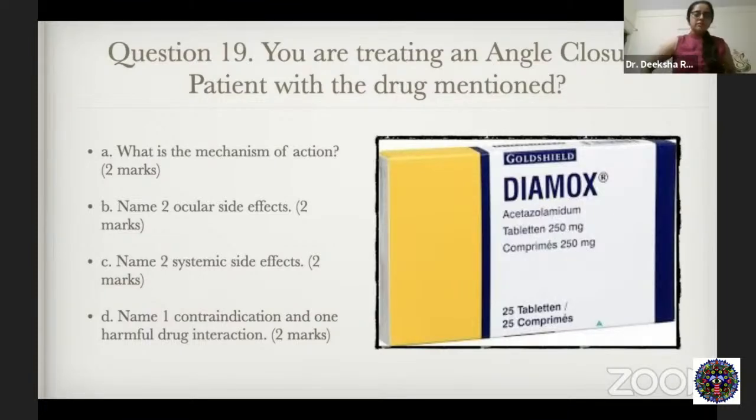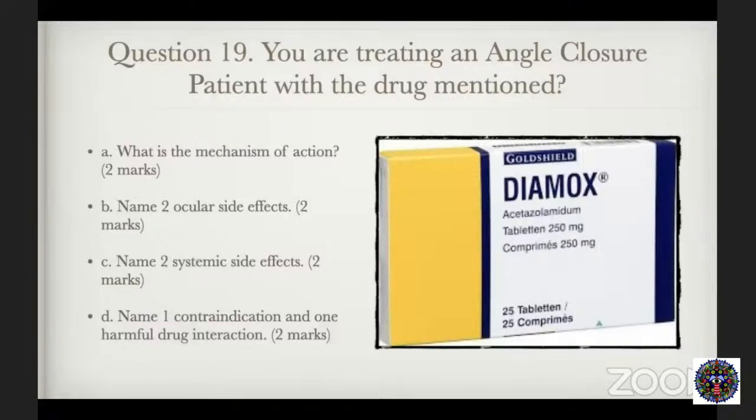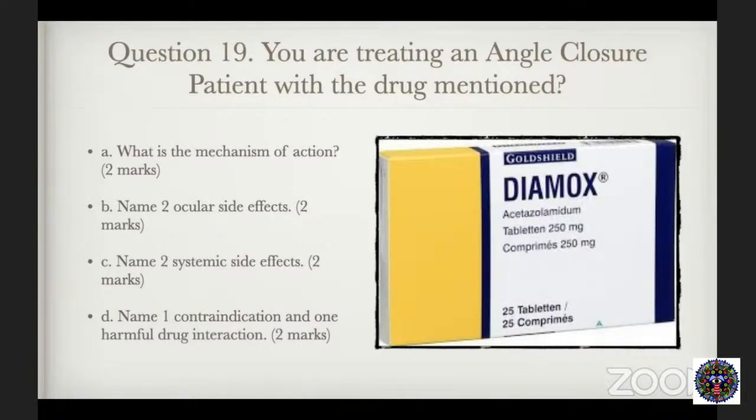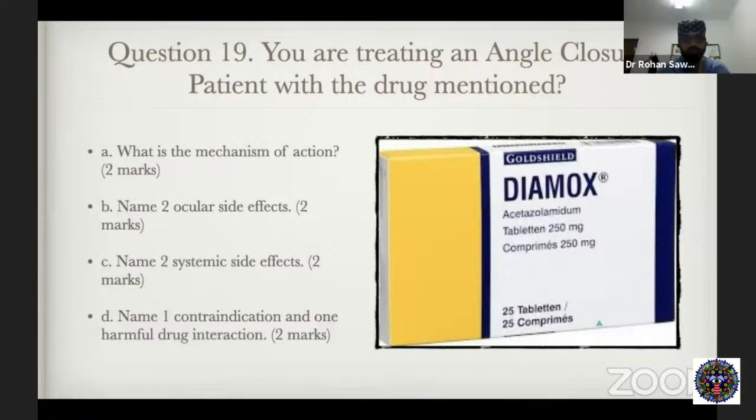Anything else that you can think of? Sulfonamide reactions. Yes, good. Bone marrow suppression and other sulfonamide related side effects. Wow, excellent. Name one contraindication now where you are not supposed to use this and one harmful drug interaction. Yes, sulfur drug allergy. Yes, anything else? More likely a medical condition where you would not use this drug. If someone's got liver failure or if there's renal calculi or chronic kidney disease, you would not use this.